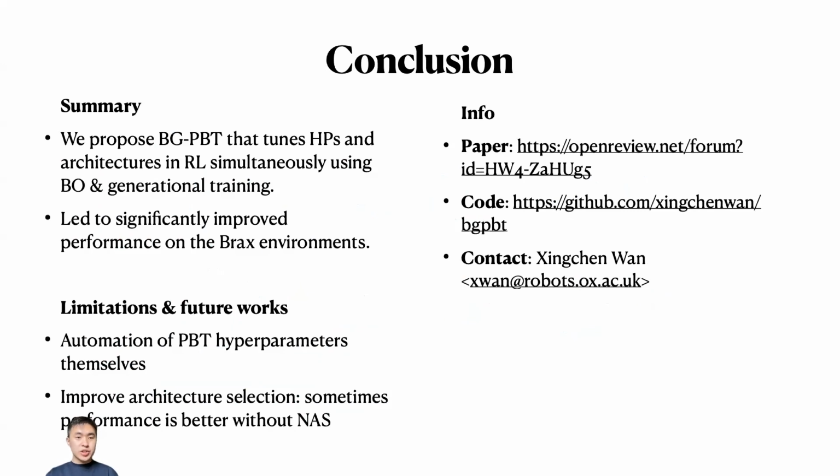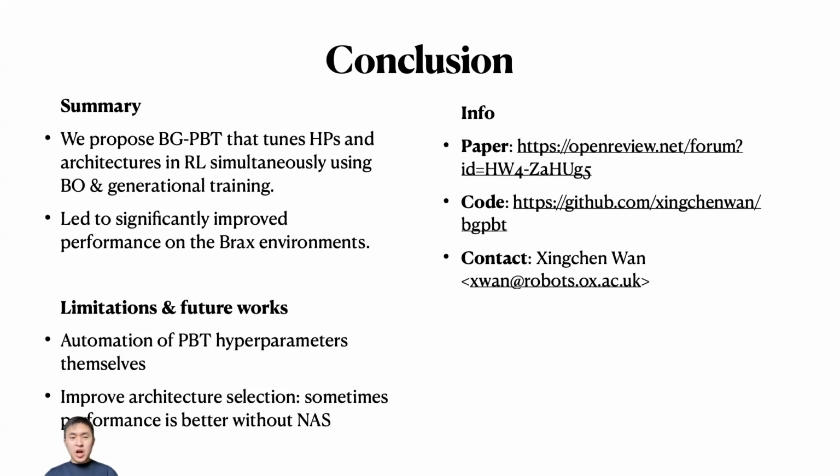So in conclusion, in this paper, we propose BGPBT, which tunes both hyperparameters and architectures in reinforcement learning simultaneously using a tailored BO agent and generational training. And we've shown that BGPBT led to significantly improved performance on the Brax suite of environments. However, we do recognize there are several limitations and future works that could be done.